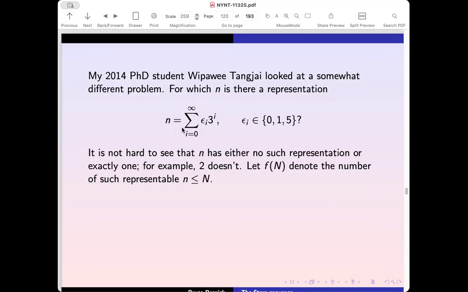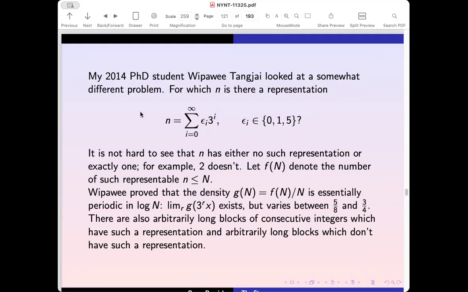Whipple, we looked at the expressions of S as a sum of powers of 3 with digits 0, 1, and 5. I wanted to take something that was congruent to 0, 1, or 2 mod 3. That was a nice example. It turns out that n either has no such representation or exactly 1. And the density of representable numbers less than n is periodic in log n, varying between 5/8 and 3/4. There are arbitrarily long blocks of integers that do or don't have such a representation.